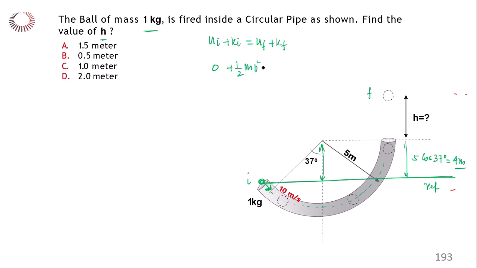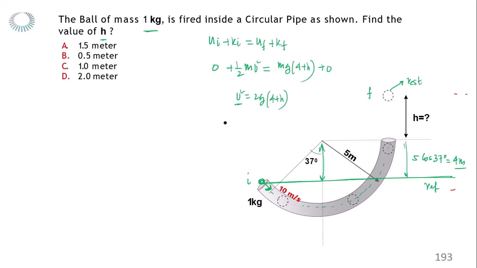Final potential energy is how much? mg into 4 plus h. And finally, the particle is at rest, so here the kinetic energy is 0. Okay. So m will cancel out. So v square equals 2g into 4 plus h.